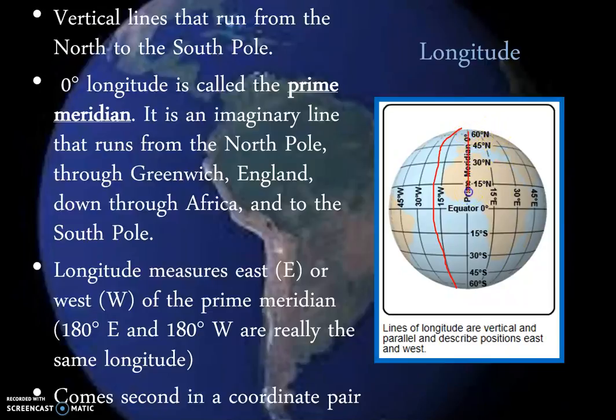The middle longitude line at 0 degrees that I'm tracing right here is the prime meridian. It runs from the North Pole to the South Pole, and on its way, it passes through Greenwich, England, down through Africa, and all the way down to the South Pole through the ocean. So longitude is measuring degrees east and west of the prime meridian. So you can go this way to go east, and you would go this way to go west. So they come second in the coordinate pair. And we're going to do some examples of these in the flipped follow-up of how to find latitude and longitude.